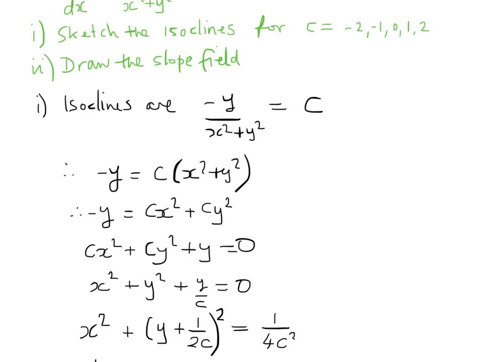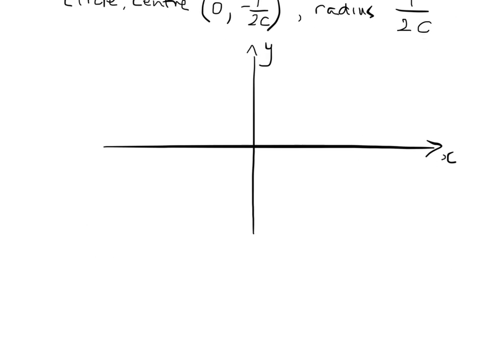Well, if c equals 0, the only way that can be is if y equals 0. So y equals 0 is actually the nullcline. Okay, so let's go back to our thing here, and let's draw our isoclines in green. So our isocline is going to be y equals 0. So here, this corresponds to our nullcline, c equals 0.